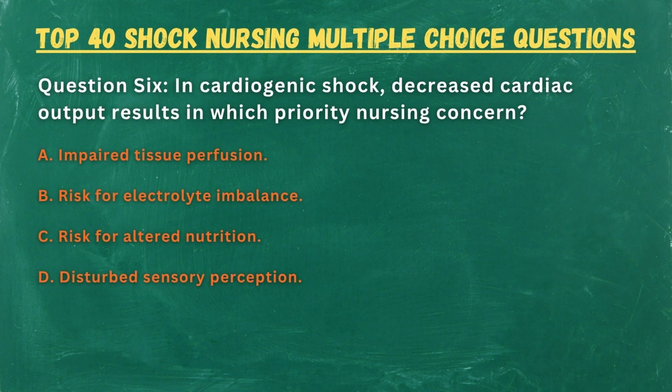Question 6. In cardiogenic shock, decreased cardiac output results in which priority nursing concern? A. Impaired tissue perfusion. B. Risk for electrolyte imbalance. C. Risk for altered nutrition. D. Disturbed sensory perception. Answer. A. Impaired tissue perfusion.